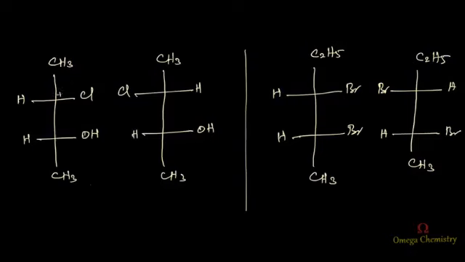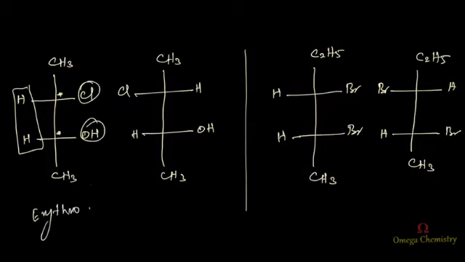So let me check this stereocenter. It has methyl, chlorine and hydrogen. And when I check this one, this also contains methyl and hydrogen. So these two groups are dissimilar groups. Anyway, similar groups are present on the same side. If they are present on the same side, I need to call them erythro, right?